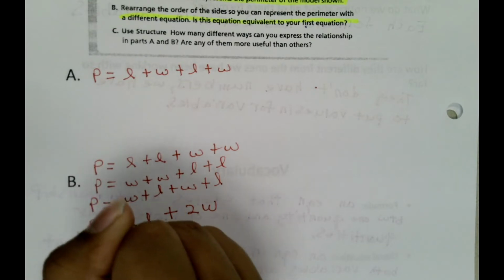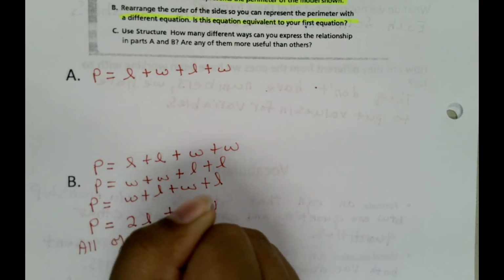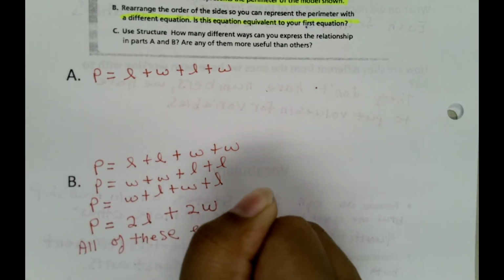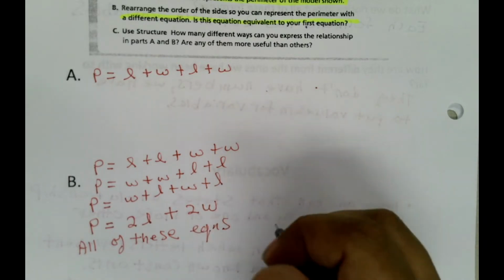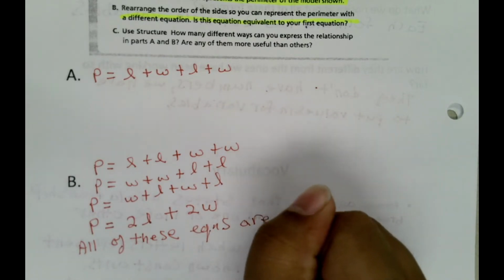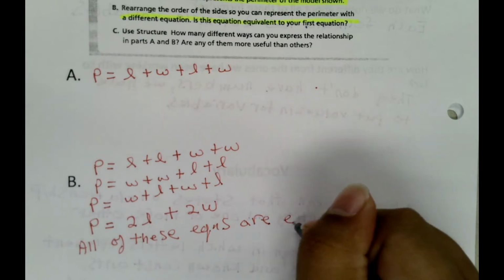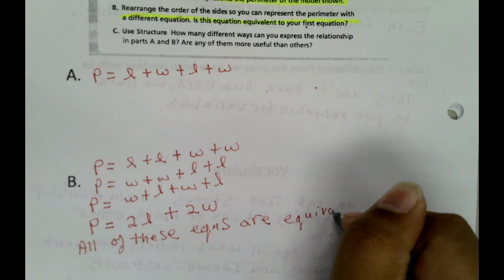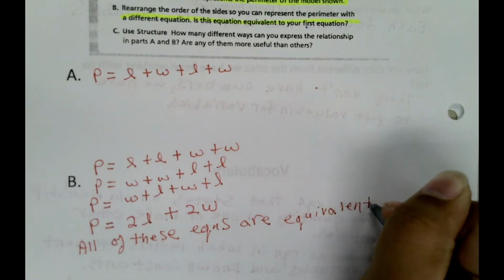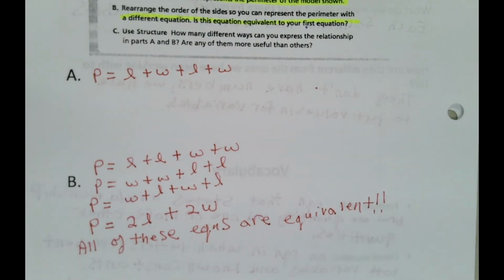So they're all equivalent. All right, now the fun part. Ways that we can structure them in different ways. So we've done everything in terms of P, the perimeter. What if I wanted to make this in terms of L, where I know the width and I know the perimeter, but I need to know L? So let's do it. Take a look down here.